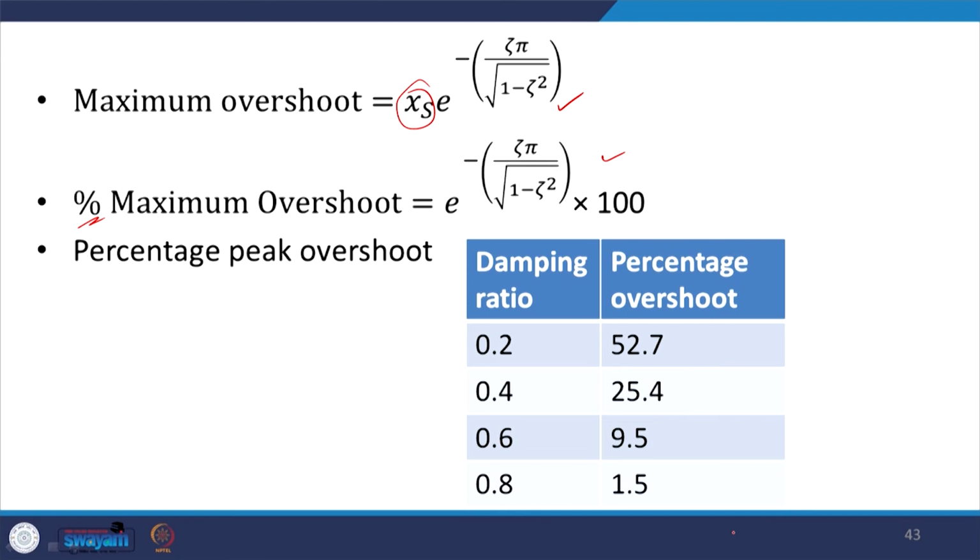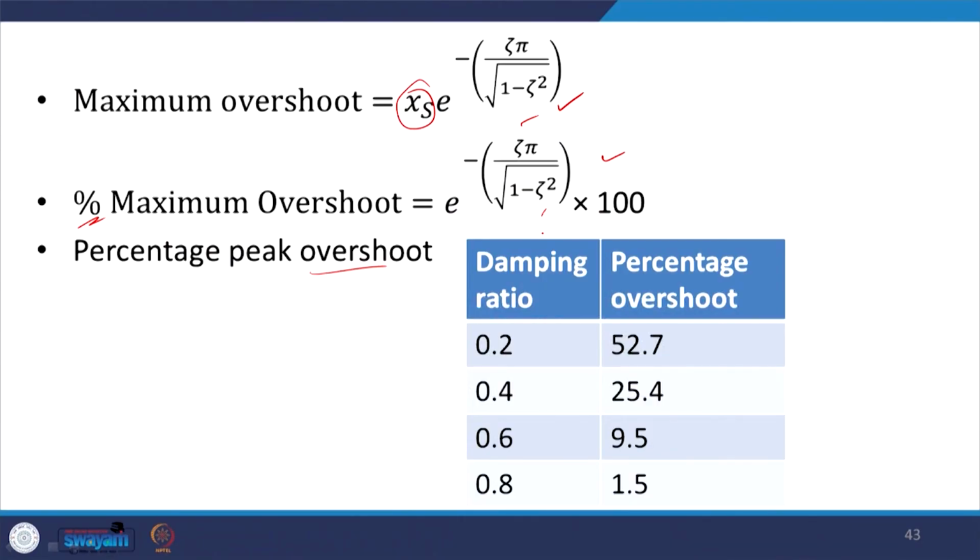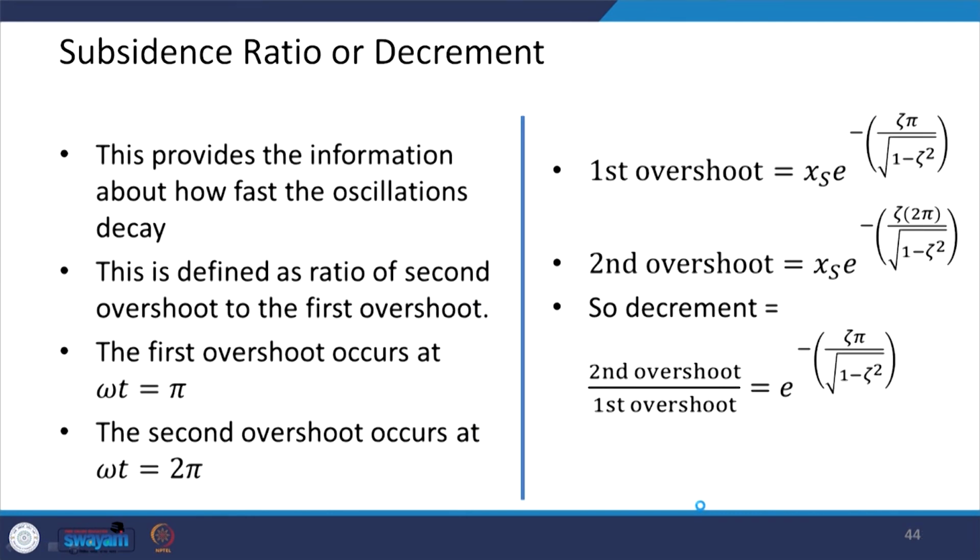I am not working through the derivations here, you can refer to the reference books which I will mention towards the end of this lecture. The percentage peak overshoot is a function of the damping ratio. Say for damping ratio 0.2 the overshoot is 52.7 and so on. As you can see, as we increase the damping ratio, the overshoot decreases. That is one observation which I wanted you to make.